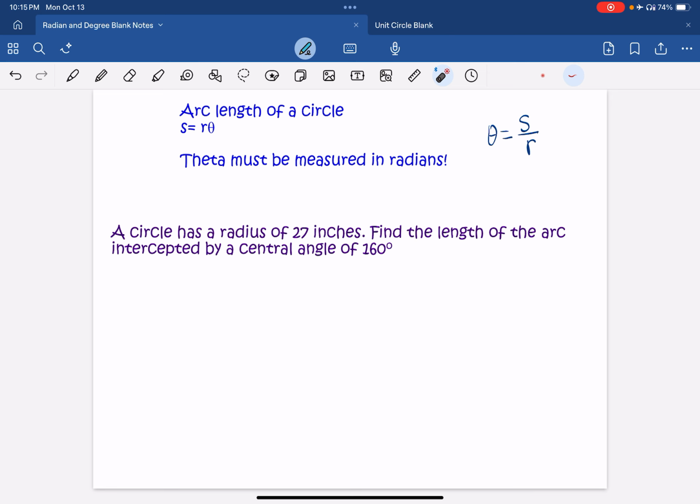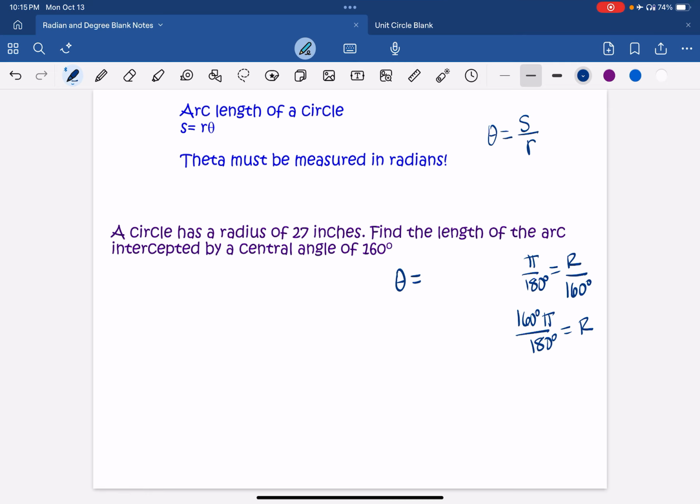A circle has a radius of 27 inches. Find the length of the arc intercepted by a central angle of 160 degrees. Well, the first thing we want to do is always convert our angle to radians. So I need to find out what theta is. So just keep in mind we can do our proportion. We can say pi over 180 equals my radians over 160 degrees. So I'm going to multiply by 160. So I get 160 degrees times pi over 180 degrees, and that's going to equal my radians.